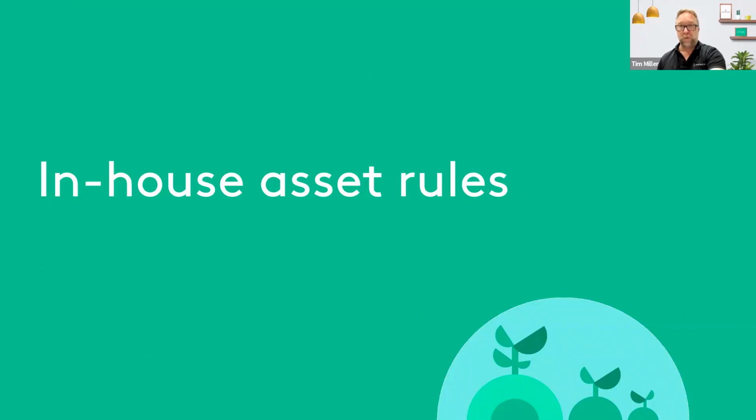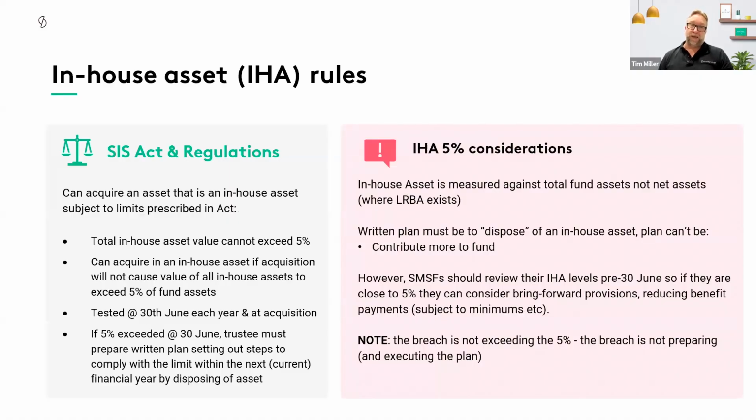So the in-house asset rules really that are critical for us to understand from a practical sense, right, is that our total in-house assets cannot exceed 5%, right? So as I said, there's two times that we're testing in-house asset rules, right? There is the acquisition point in time. So if we've already got existing in-house assets and they're below 5%, then we're looking to invest in more in-house assets, then we can only go up to 5. It's not 5 each asset, it's up to 5 in total.